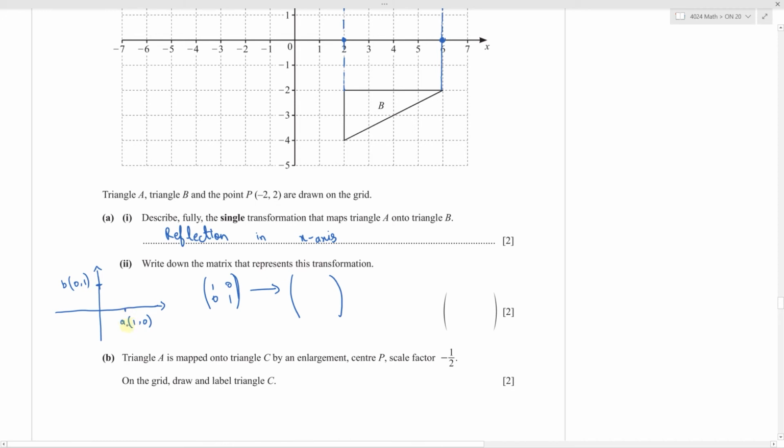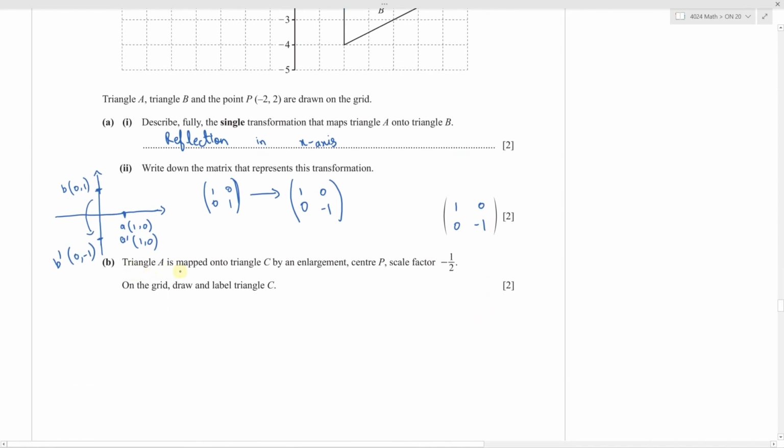So what happens to A if I reflect it in x-axis? Since this is already on the line of reflection, A will not move anywhere. So A prime will also be 1, 0 after reflection. So you have 1, 0 still. And what happens to B if I reflect it in x-axis? It will move down here and this will become 0 and -1. This is B prime. So B is mapped onto B prime and the coordinates are 0 and -1. So this is your transformation matrix: 1, 0, 0 and -1.